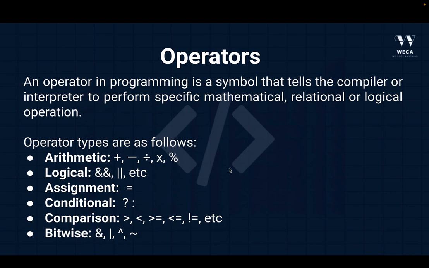Operators. What are operators? Operators in programming are symbols that tell the compiler or interpreter to perform a specific mathematical, relational, or logical operation. So operators are used for operations. Very simple and straightforward. What can operators be? Operators are simply the symbols you use in mathematics, maybe more, but mostly the symbols used in mathematics.